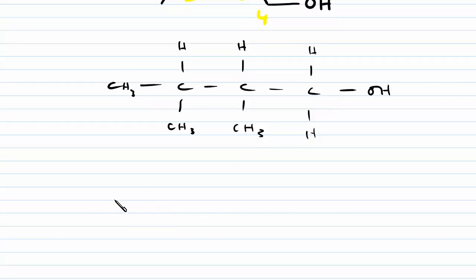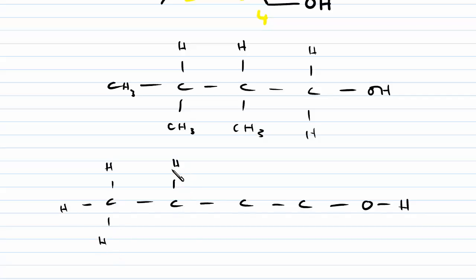So we have 1, 2, 3, 4, OH. Here we have 1, 2, 3 hydrogens. We have 1 hydrogen here. We have another carbon here, bonded itself to 3 hydrogens. Another hydrogen here, carbon bonded to 3 hydrogens, just try and fit it all in, and 2 hydrogens. There we go. So now we've got to name our molecule.